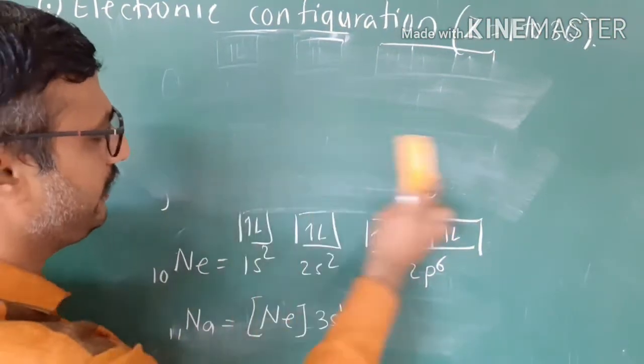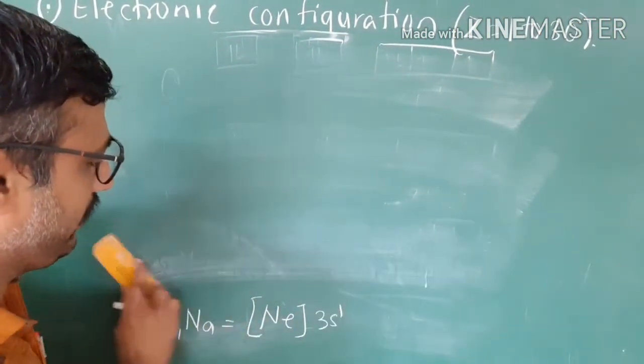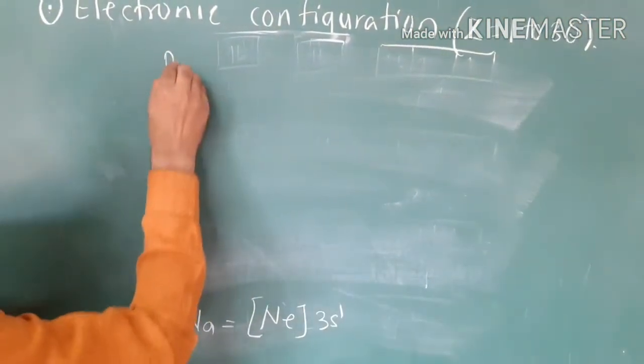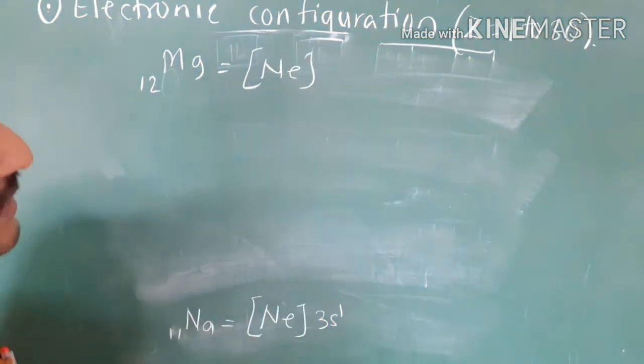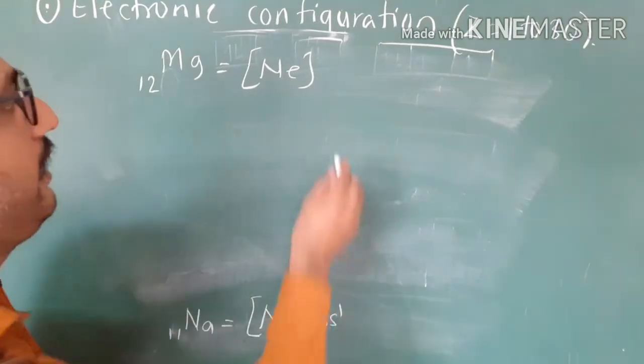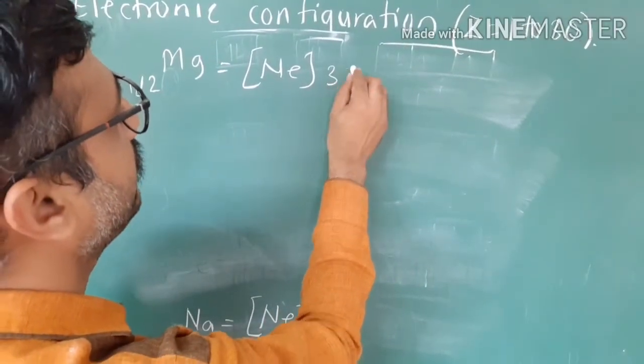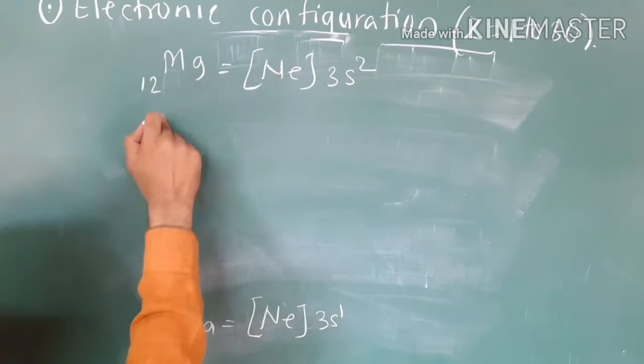Then the next one is which one? After sodium, the next one is magnesium. Magnesium, atomic number 12. The first 10 electrons are the same as neon, which I showed a few minutes back. And then there is 3s2. 10 plus 2, 12 electrons.